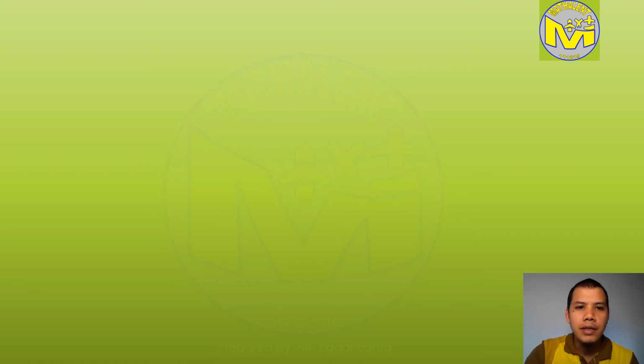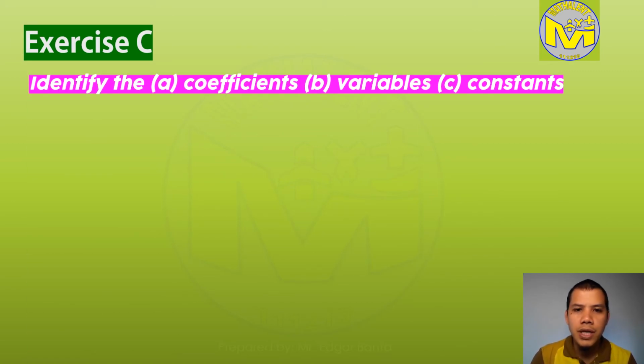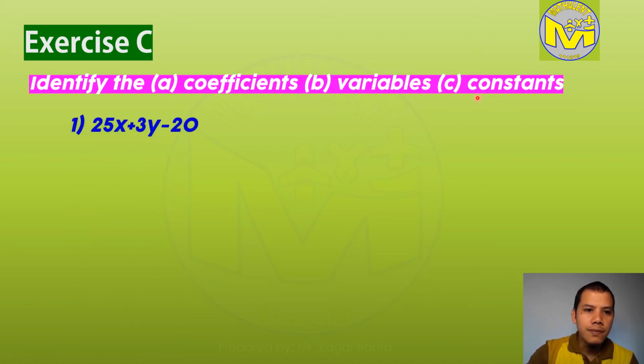So in this exercise, we are going to identify the three things that we have learned in the past. A, identify the coefficients. B, identify the variables. And C, identify the constants. Okay, in this first expression, let's identify these three things.